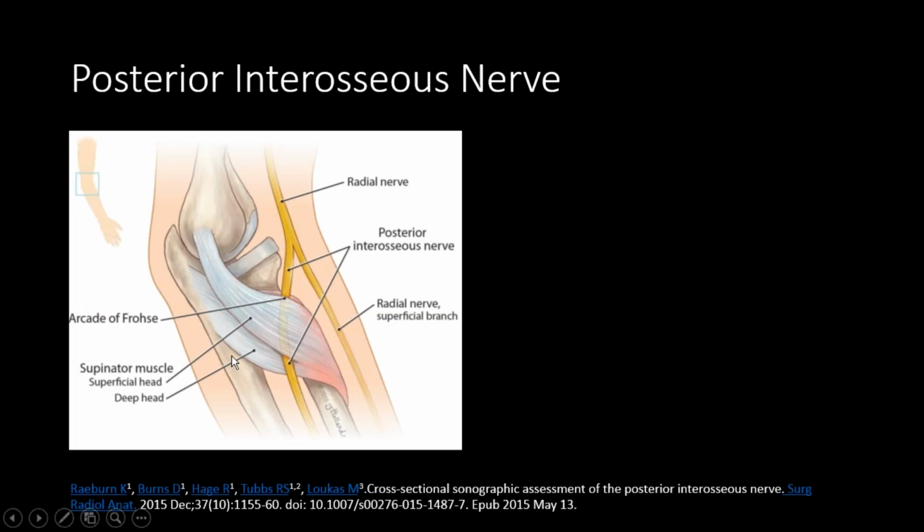Now going to upper extremity in the forearm, there is posterior interosseous nerve, which is a motor branch of radial nerve. So radial nerve, anterior to the elbow, divides into posterior interosseous nerve and radial sensory nerve, and posterior interosseous nerve then travels between two heads of supinator, superficial and deep, and it innervates the extensors of the forearm except extensor carpi radialis longus and brachioradialis.